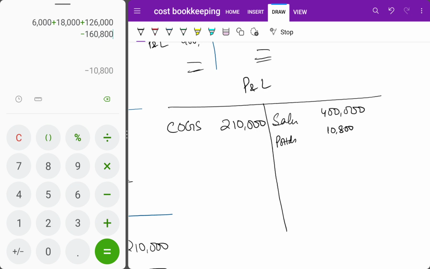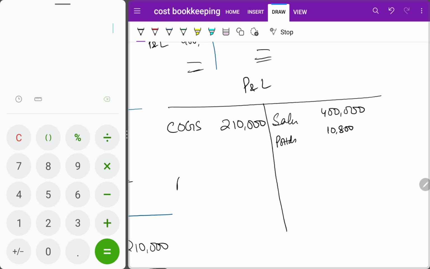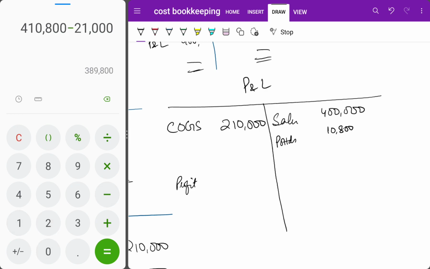If you take the difference of the debit side and the credit side, you will get the profit or loss. If the balancing figure is on the debit side, it will represent the loss, and if the balancing figure is on the credit side, it will represent the profit. So obviously we have a profit here: 410,800 is on the credit side minus 210,000 on the debit side. So clearly we have a profit of 200,800.